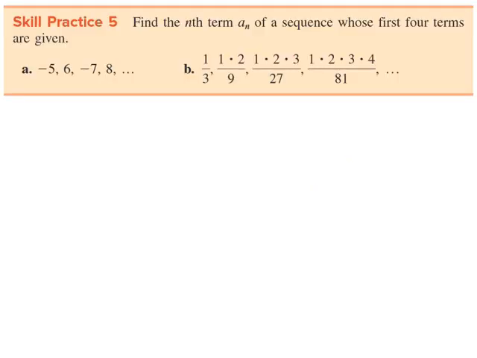Okay, now this is a little bit different. What we want to do is we're given the first 4 terms of the sequence, and what we want to do is basically create the formula for it. So now we're kind of working backwards. Some students totally understand this and can do this right away. Other students kind of struggle. So let's take a look at this.